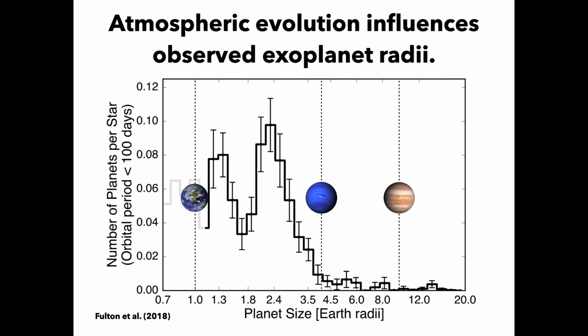We think that planets on the large side of this radius gap, called sub-Neptunes, at around 2.5 Earth radii, we think that these planets retained most of their atmosphere against the effects of atmospheric escape. And we think planets on the small side of the radius gap, at around 1.5 Earth radii, we think that they lost their atmospheres. And so clearly atmospheric evolution has an outsized impact on how planets appear to us, and how planets evolve over their lifetimes.